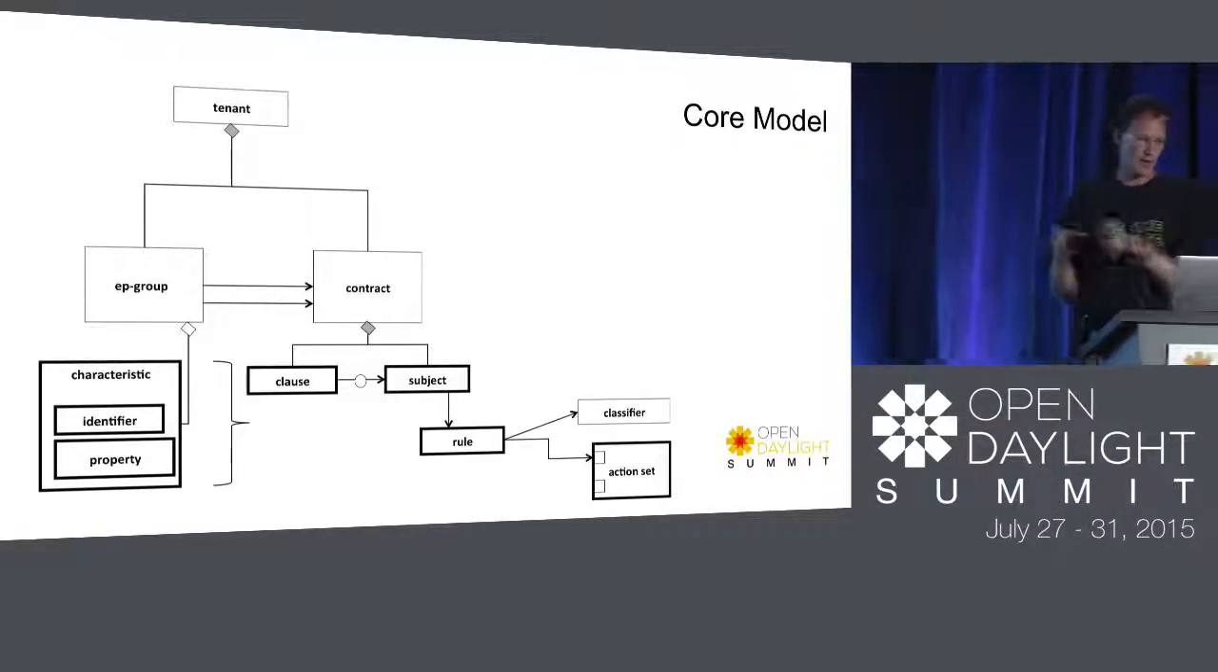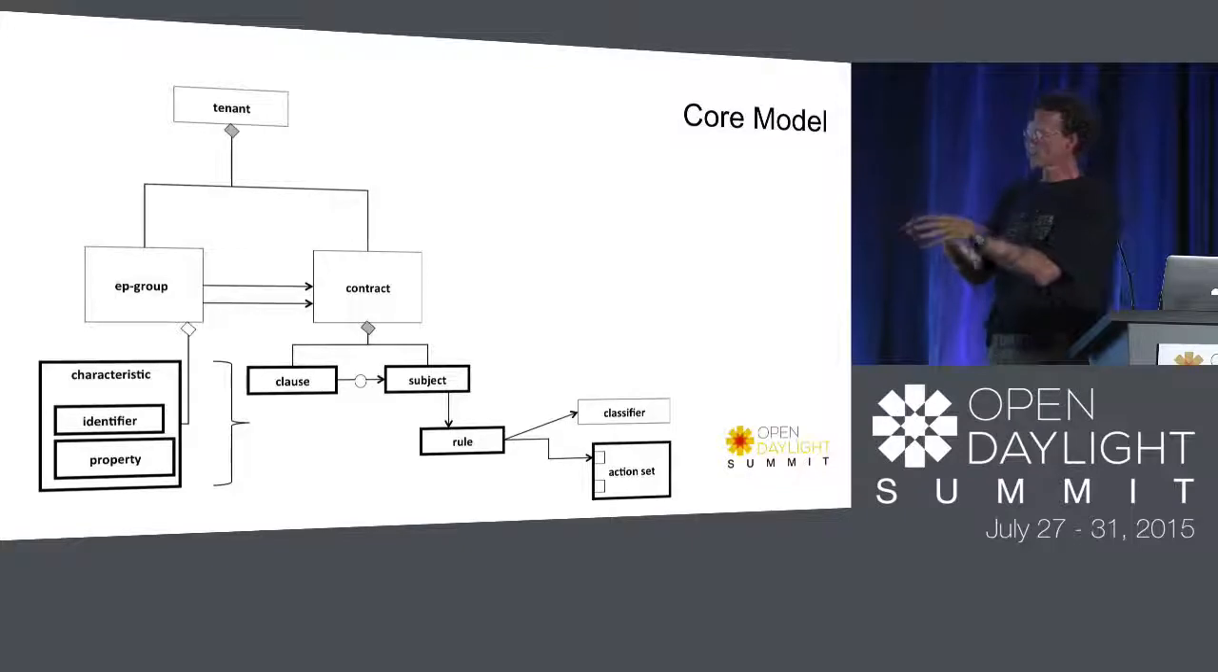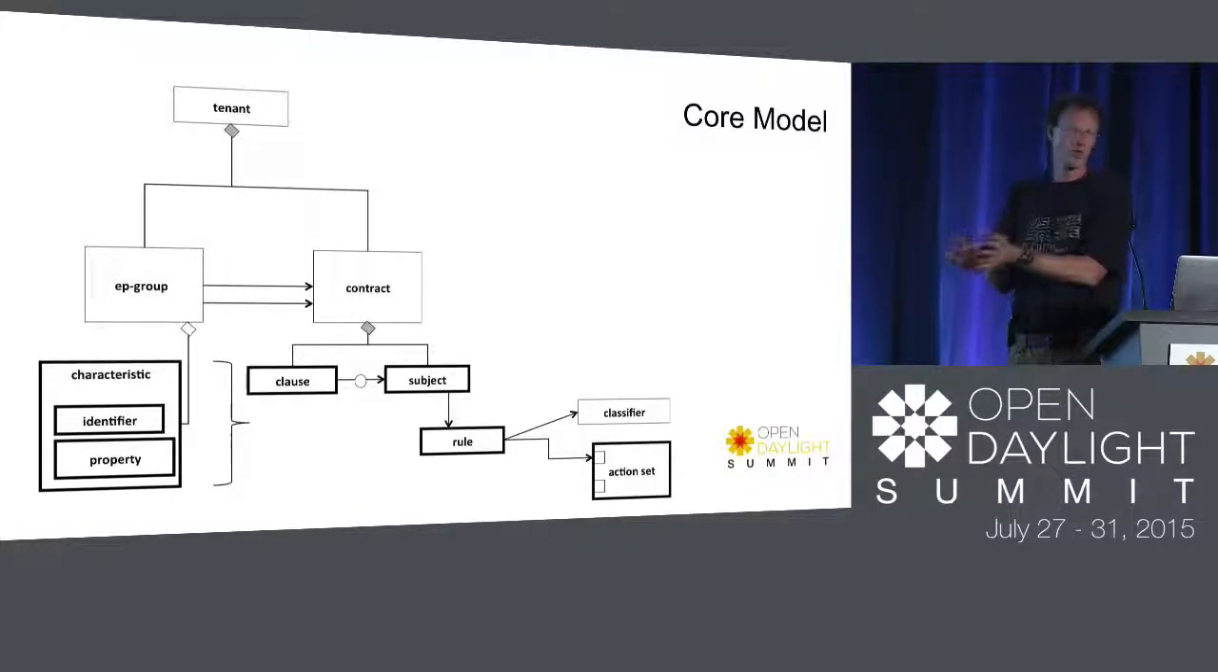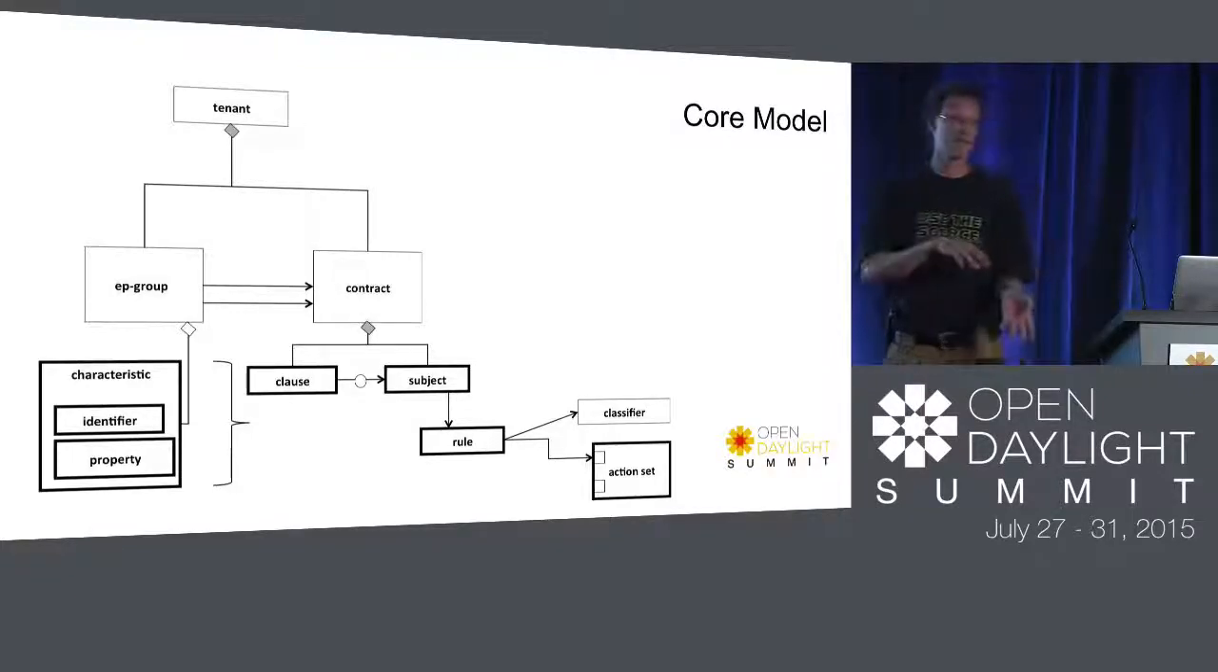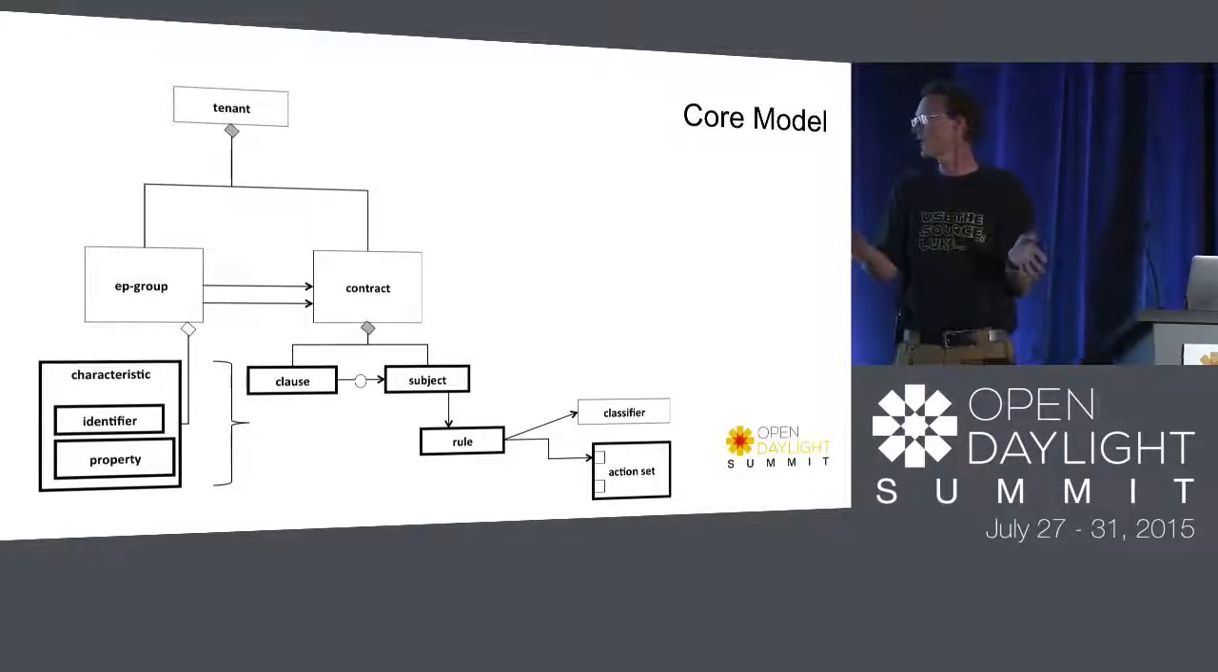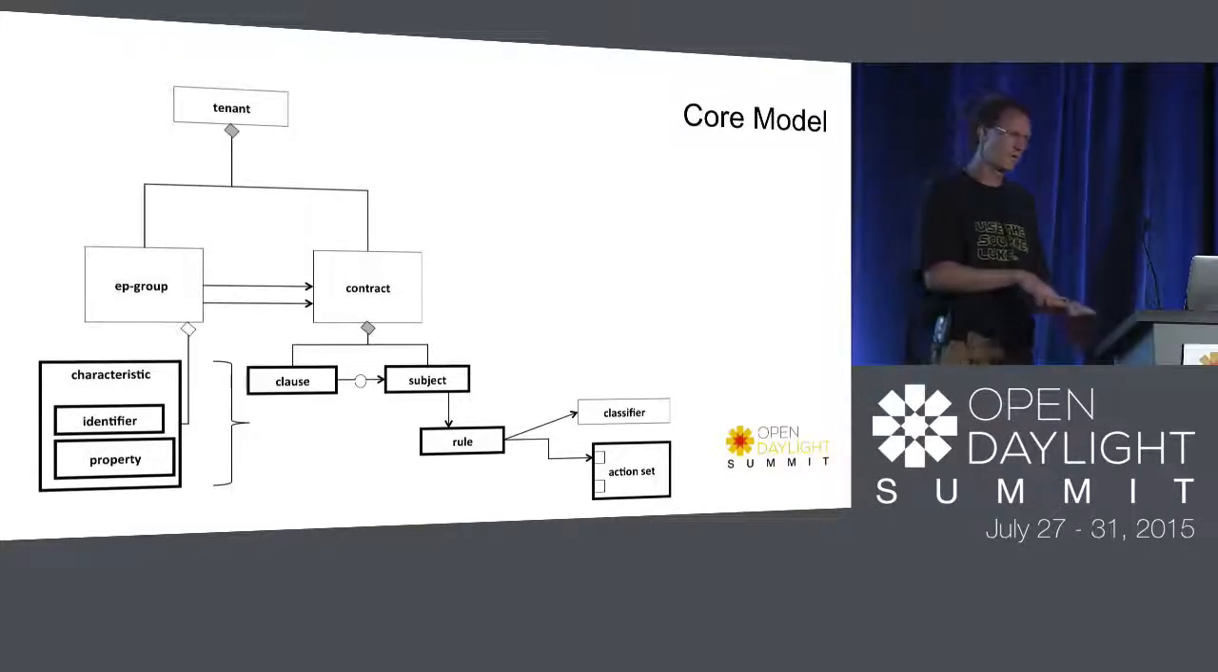Underneath that, we have the subjects. Rules give us some more granularity and encapsulation. They also give us ordering, because ordering becomes quite important. And within the rule, we have the classifiers and actions that I talked about before. Within a rule, in order for a rule to fire, all classifiers must be true. You must have a complete match. And then all the actions are performed in order.